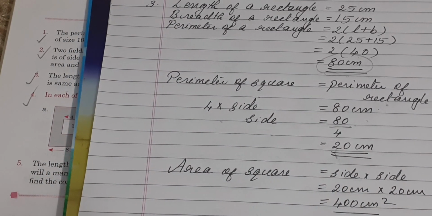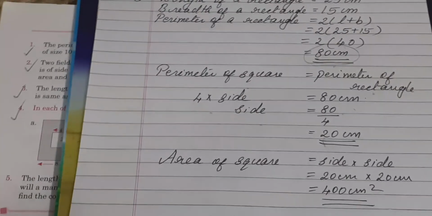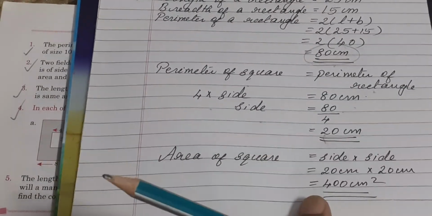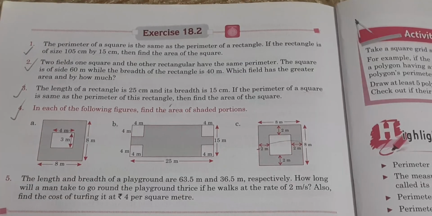Now the side of the square you got, you are able to calculate the area of the square. How? Side into side. So 20 centimeter into 20 centimeter, you will get 400 centimeter square. Area of the square you got. Okay. Hope all of you understood this question.